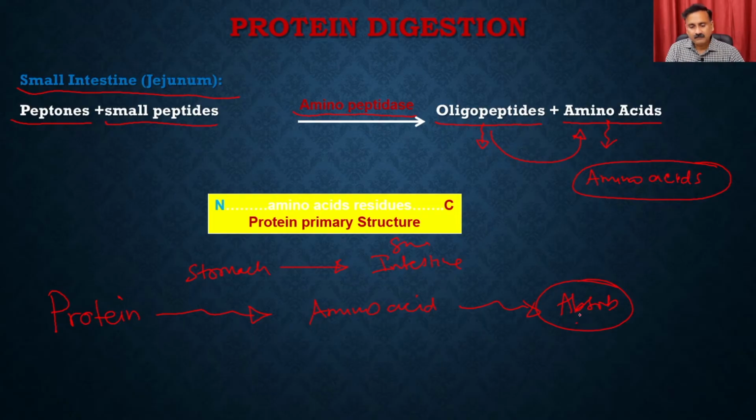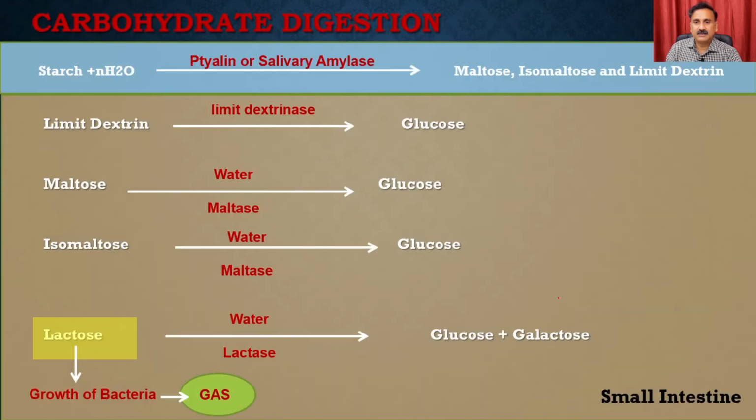Okay. Now, let us move on to the next biomolecule, and the next biomolecule is the carbohydrate. So, how is carbohydrate digestion going to take place? We can have different types of carbohydrate, like the carbohydrate from animal sources, or the carbohydrate from plant sources, right?